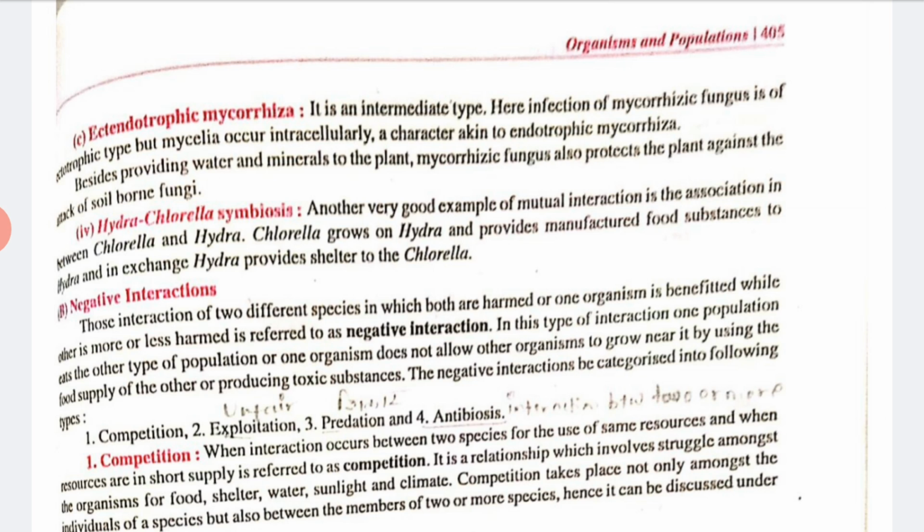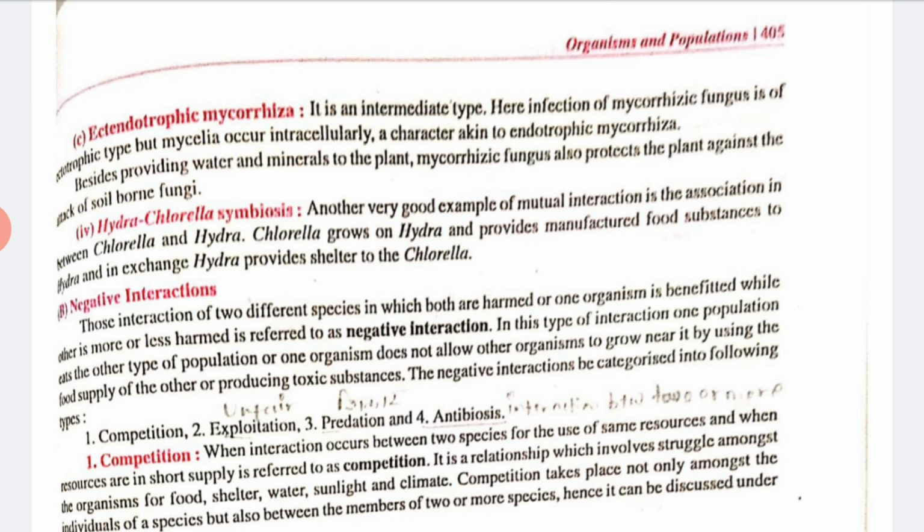Okay, so in this type of interaction, one population eats another, or one organism does not allow another organism to grow near it, by using the food supply of the other or by producing toxic substances. Okay, so on the basis of this interaction we have divided it into some categories: competition, then exploitation, then predation and antibiosis.